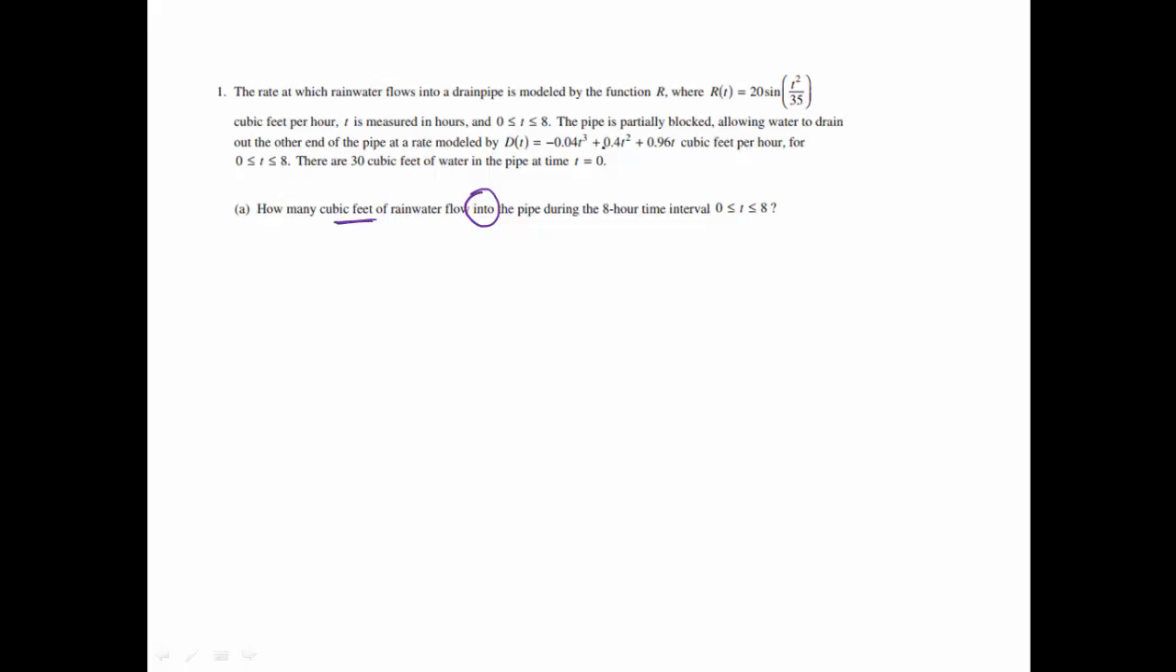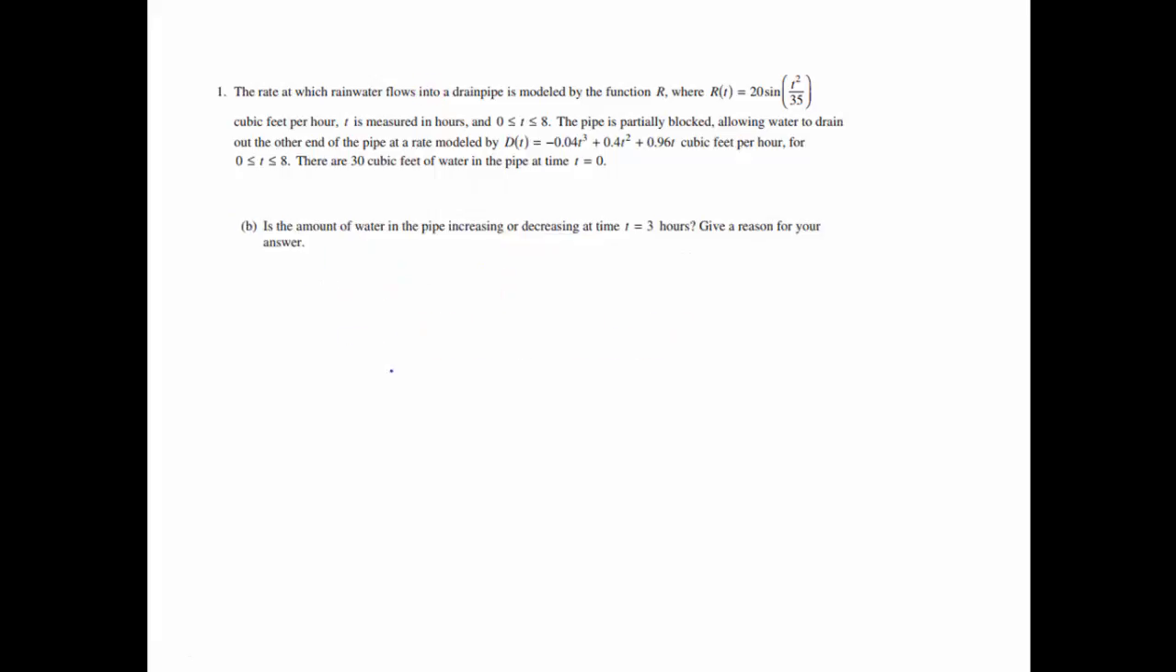So if I'm looking at rates, which are cubic feet per hour, I know I'm going to be taking the integral. I just need to figure out which equation I want to take the integral of. I want water flowing into the pipe, and it tells us that R is the water that's flowing into the pipe. So all I need to do on this one is simply do the integral from 0 to 8 of R of t dt, and then I get to use Math 9 to do this. It's going to be 76.570, and it's going to be cubic feet. That was worth 2 points: 1 point for the integral setup, 1 point for my answer.